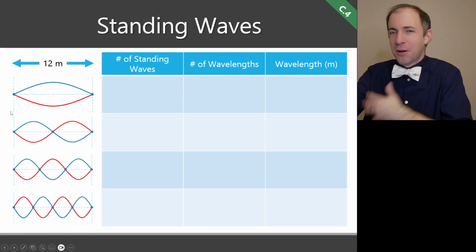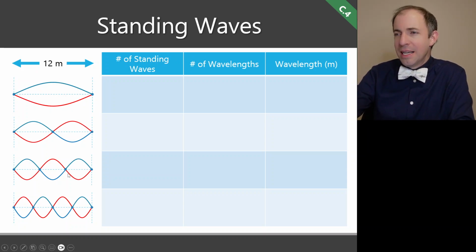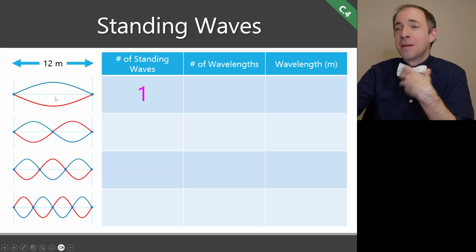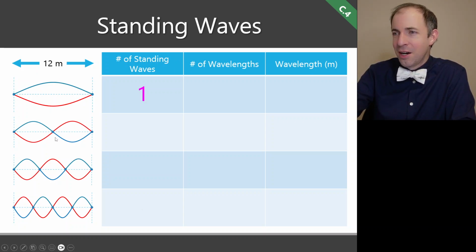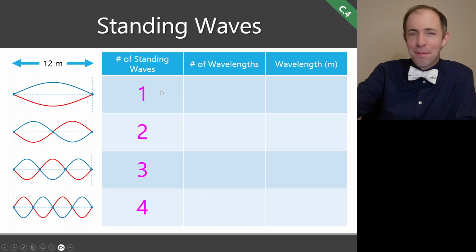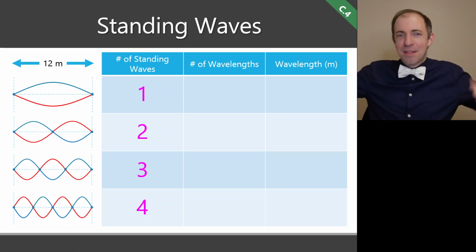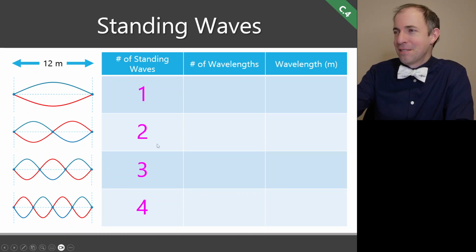Let's say that this string or this giant slinky is 12 meters long, and we have four different standing wave configurations. We count the number of standing waves by the number of complete antinode setups we have. So we have one antinode followed by 2, then 3, then 4. So the number of standing waves are the number of antinodes. Or think of like if this were a jump rope, how many jump ropers jump individually in those different spots?